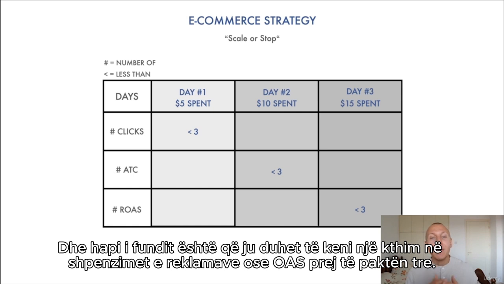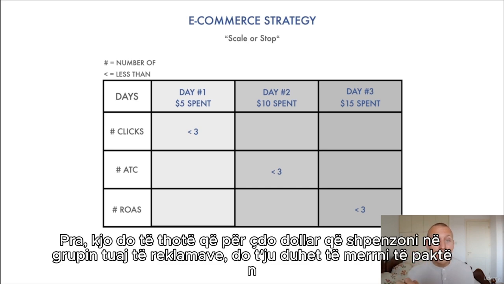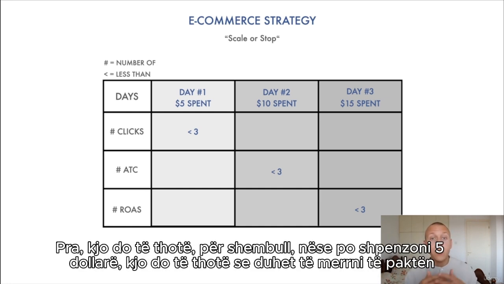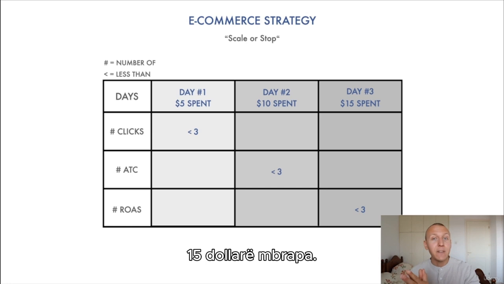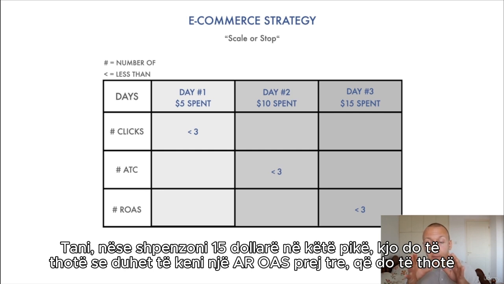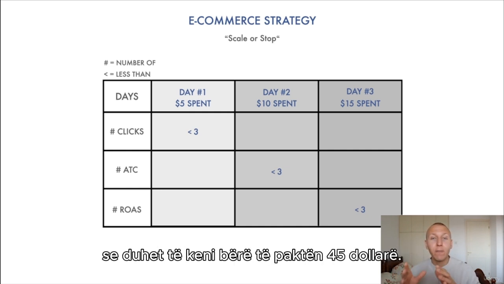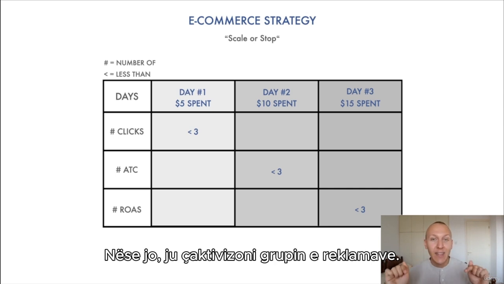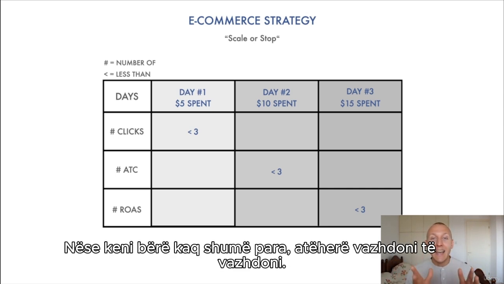And the final step is that you need to have a return on ad spend, ROAS, of at least 3. So that means that for every dollar that you spend on your ad set, you're going to need to get at least 3 in return. For example, if you're spending $5, you should be getting at least $15 back. That is a return on ad spend of 3. Now, if you spend $15 at this point, you need to have an ROAS of 3, which means you need to have made at least $45. If not, you turn off the ad set. If you've made that much money, then you keep it going.